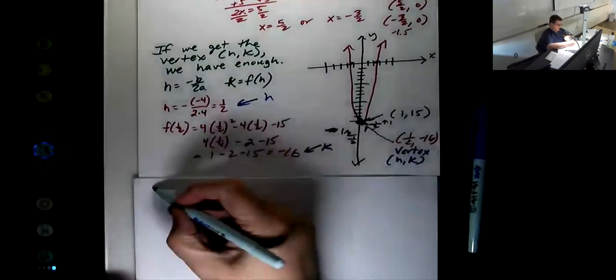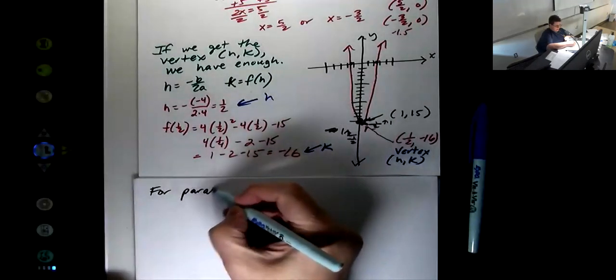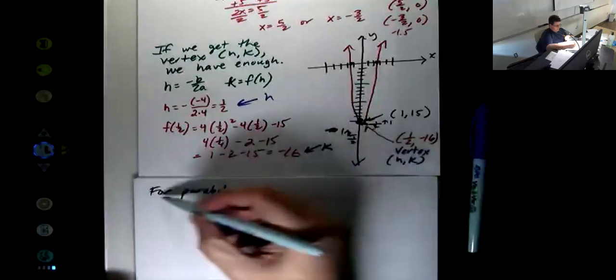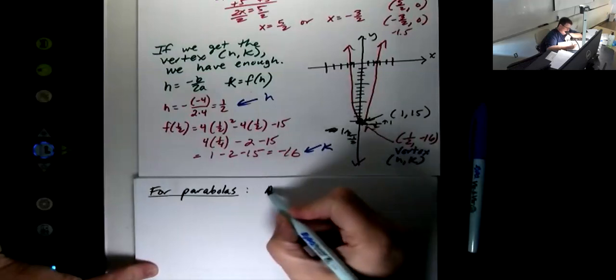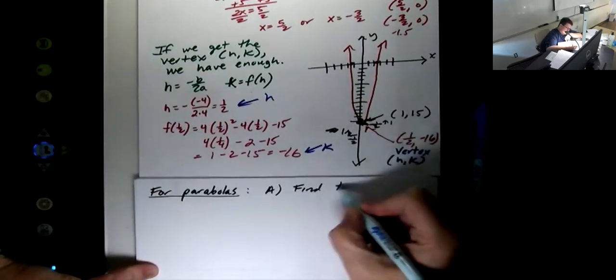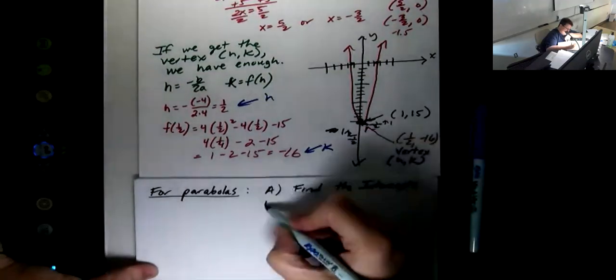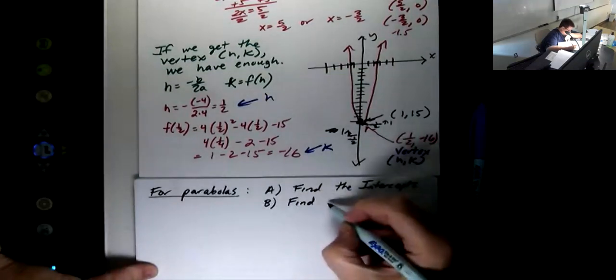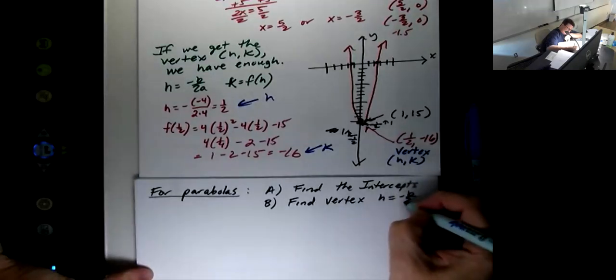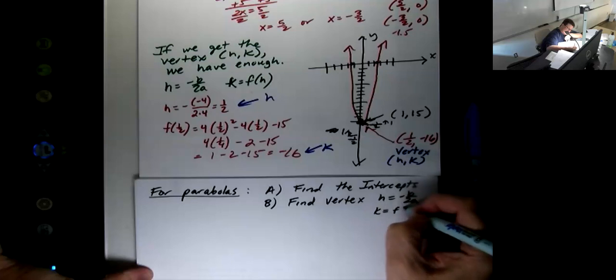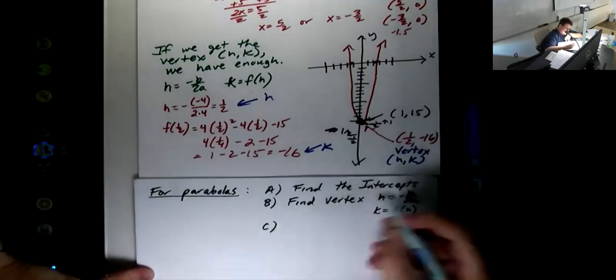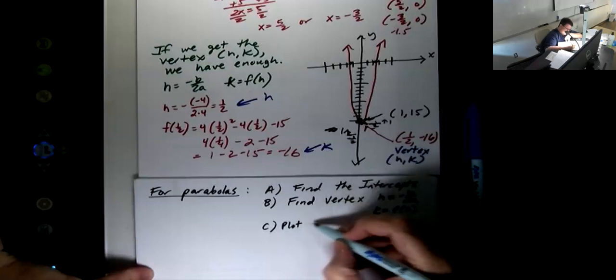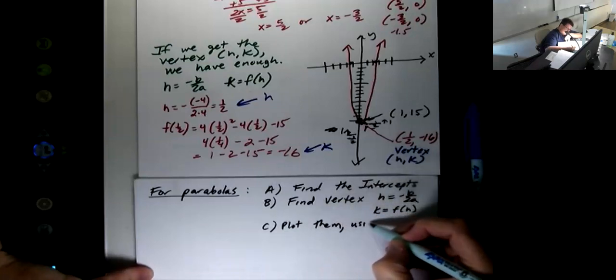So for parabolas, a somewhat not too bad way to graph: A, find the intercepts. B, find the vertex. And then C, plot them using symmetry to help with points.